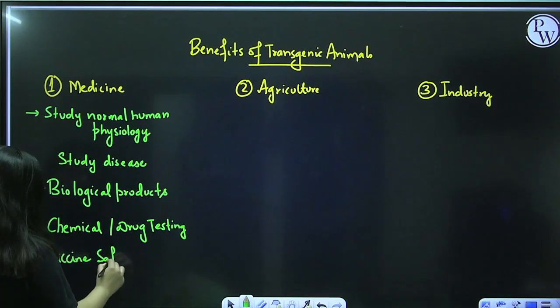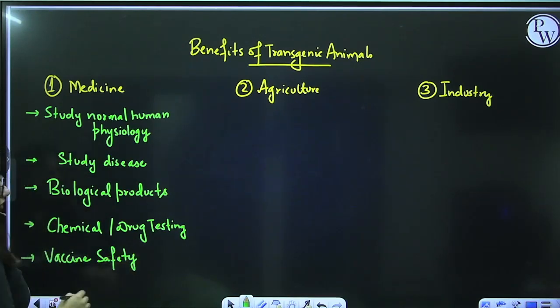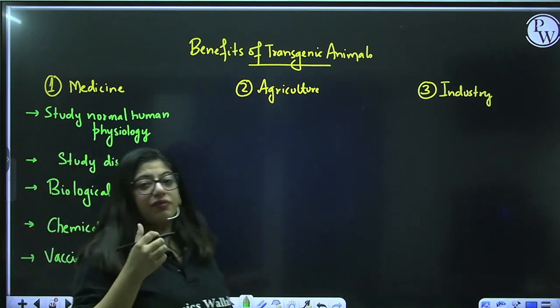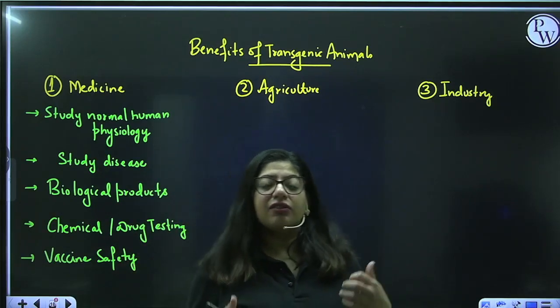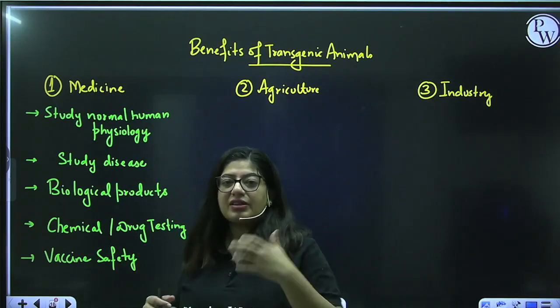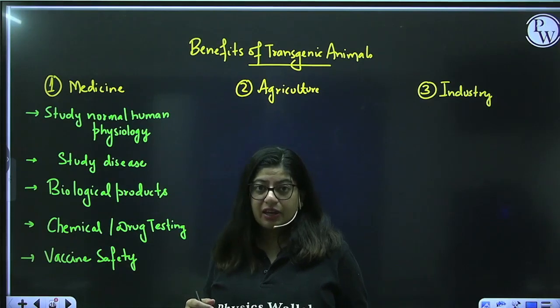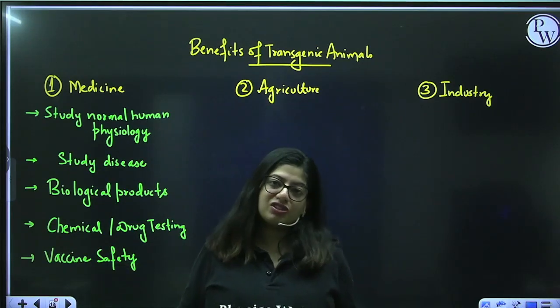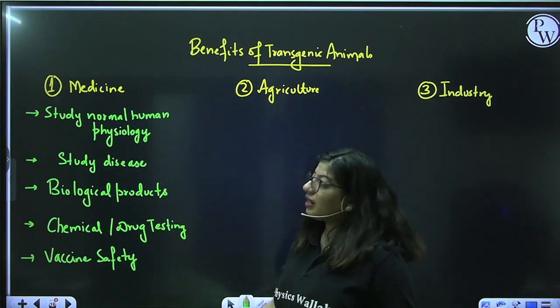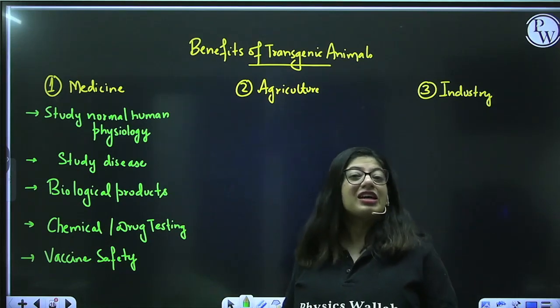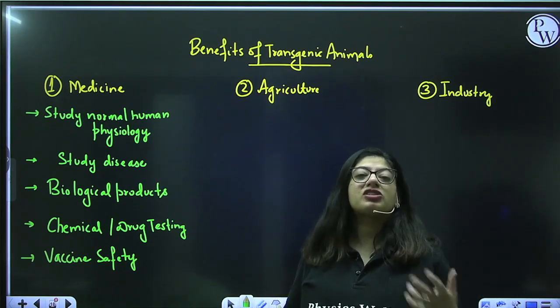So whenever a vaccine is produced, again you cannot try it on human beings. Maybe the vaccine contains the virus, and that virus you are giving as a vaccine might cause a disease. So first you have to check it on transgenic animals. So for all these studies in medicines, transgenic animals have a major role.